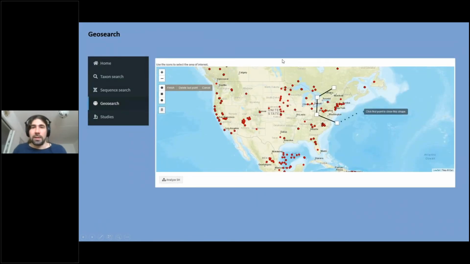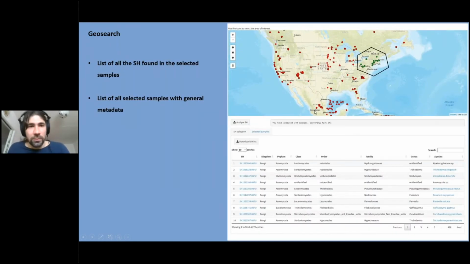Another tool in our database is the GeoSearch, and the GeoSearch allows people to select an area of interest and get a list of all the species or SHs located in that part. So you will get the list of selected samples and a list of species hypotheses, and you can click through different species hypotheses and see the locations around the world. It depends what you are searching for, but it seems to be quite useful.